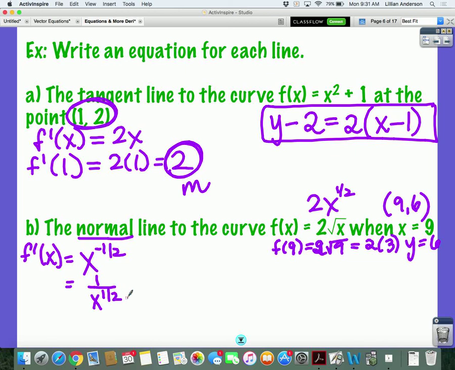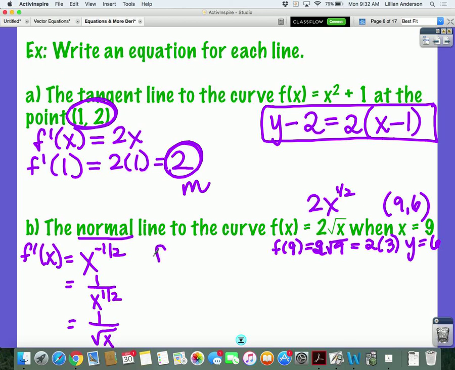And since we are trying to figure out what the slope is, it might be easier for us to write this back in its radical form. So that's going to be 1 over square root of x. Everyone okay so far?